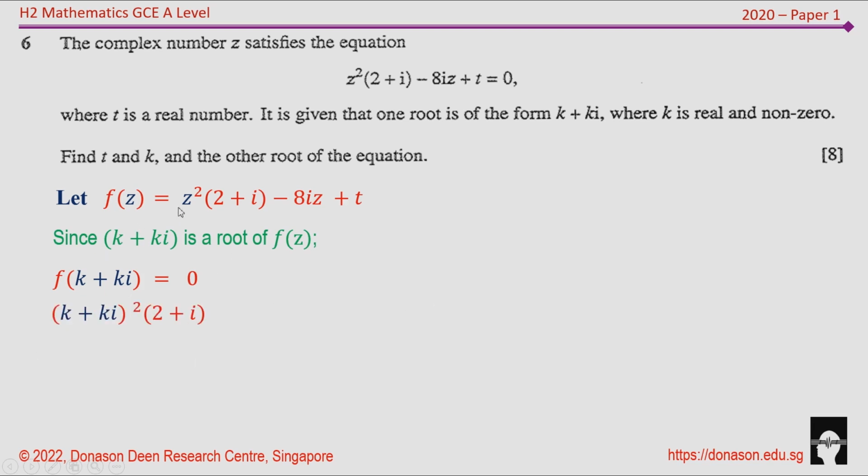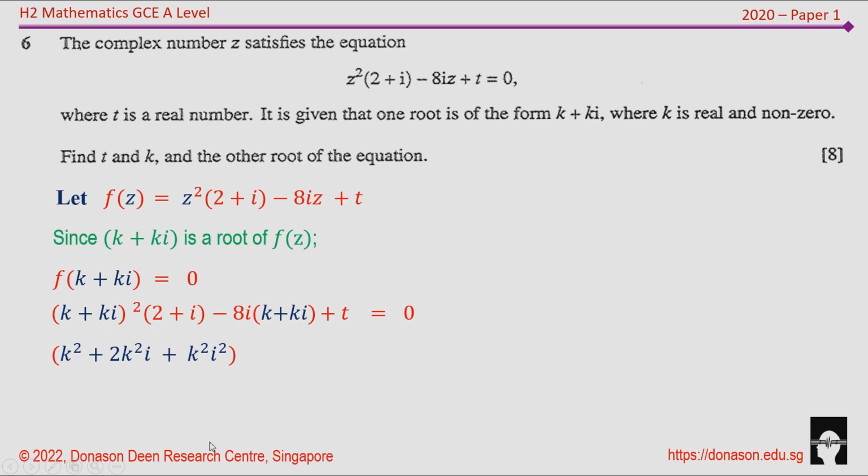So for z squared, which is equal to (k plus ki) squared, times (2 plus i), minus 8i times z, I'm going to replace z with the root, which is k plus ki, plus t equals 0. And then let us expand this. We can use the a squared plus 2ab plus b squared formula. So k squared, 2 times k times ki, which is equal to 2k squared i. Then we have a k squared i squared, which is what I have written here.